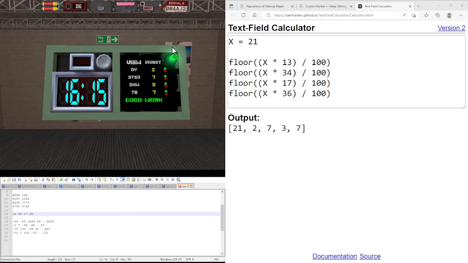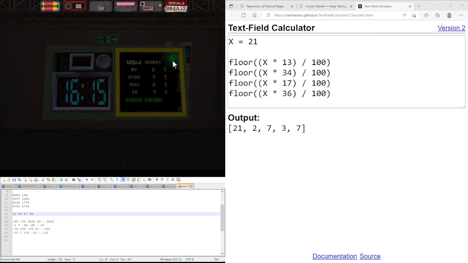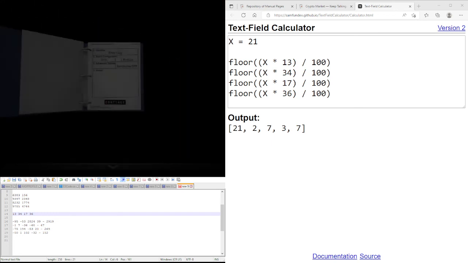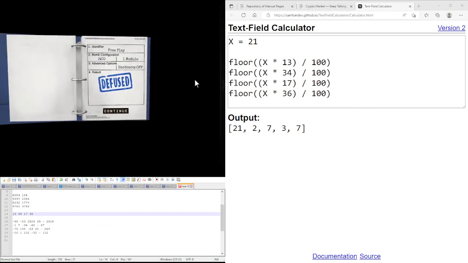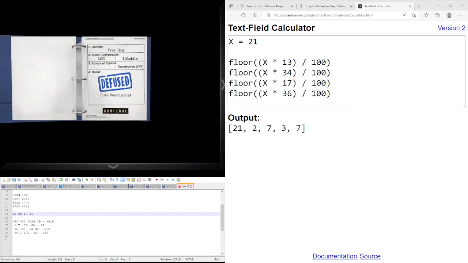So that's how the crypto market works. It's a very long module, but you know you got it right because you'll get the bottom number. So hopefully you understand how the crypto market works now, and I'll see you guys in the next tutorial. See you later.